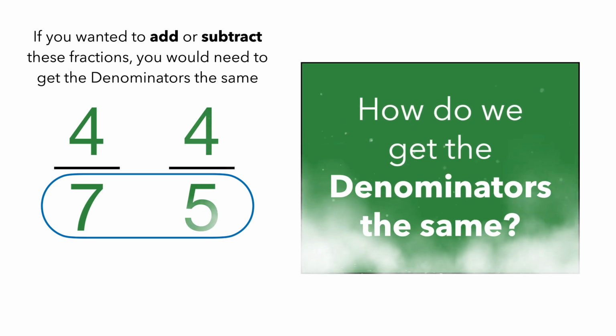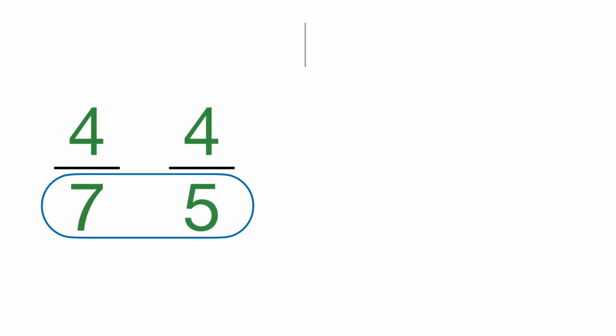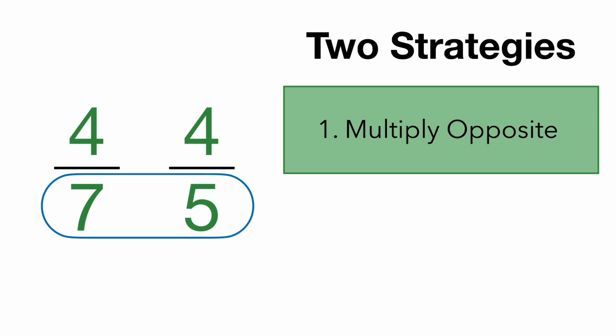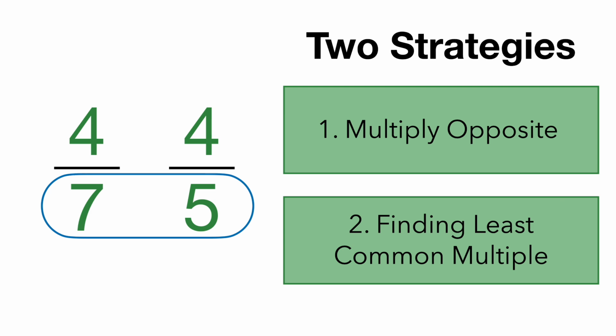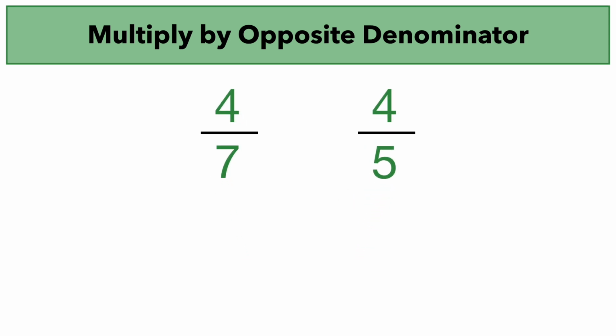So now the question is, how do you get the denominators the same? That's what we're going to go over in the video, and there are two main strategies here. The first is the multiply by the opposite denominator strategy. The second is the finding the least common multiple strategy. Let's start with that first one, multiply by the opposite. Let's look at a visual example of this, of why this is important.